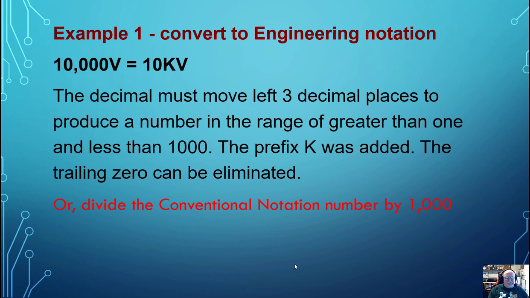Or we can divide the conventional notation number by 1,000, because we know kilo is 1,000, so if we divide 10,000 by 1,000, we get 10 kilovolts.